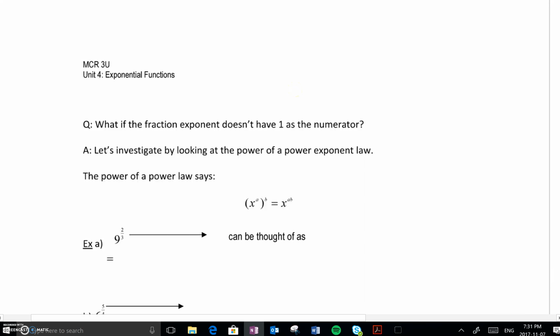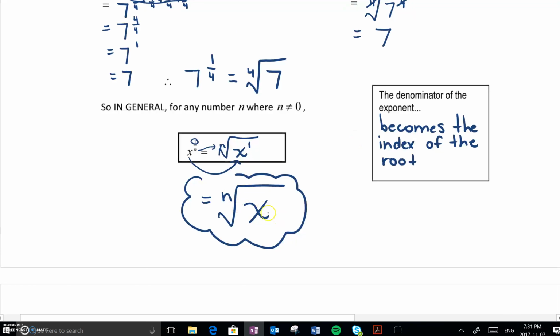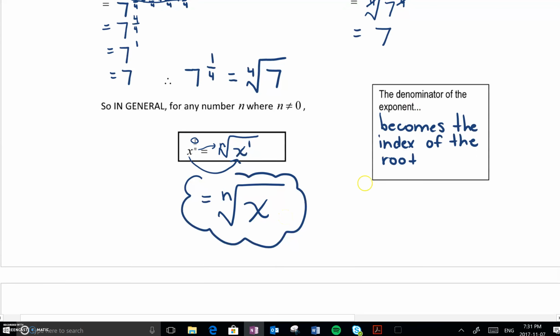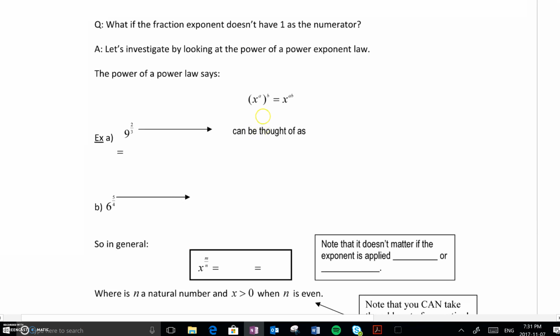What if the fraction exponent doesn't have 1 as the numerator? That's a really valid question, because up here, we kind of got rid of that exponent. An exponent of 1 doesn't really do anything, so we just keep it as x. So what happens if the exponent is not a 1? Let's investigate by seeing some examples here.